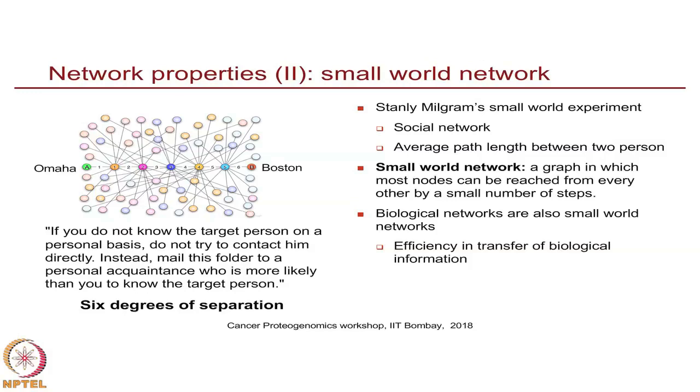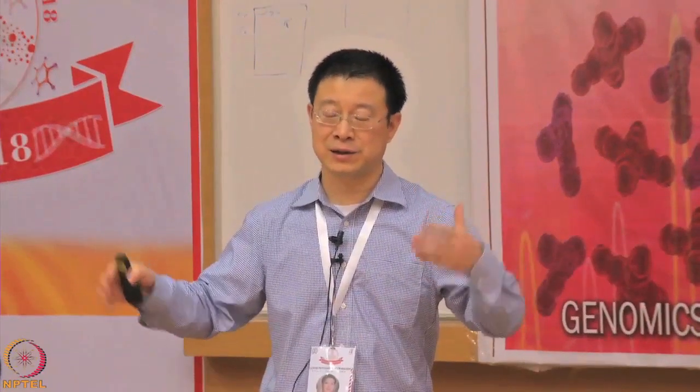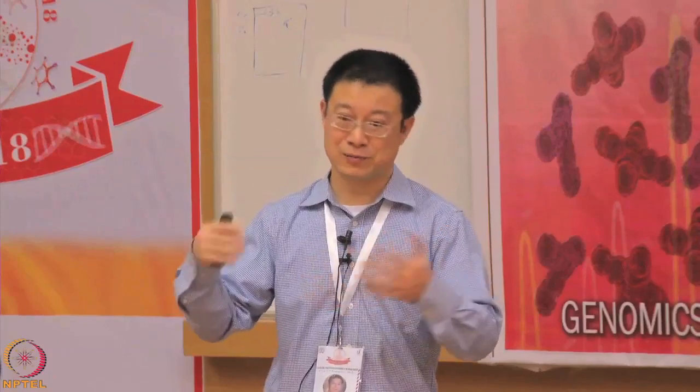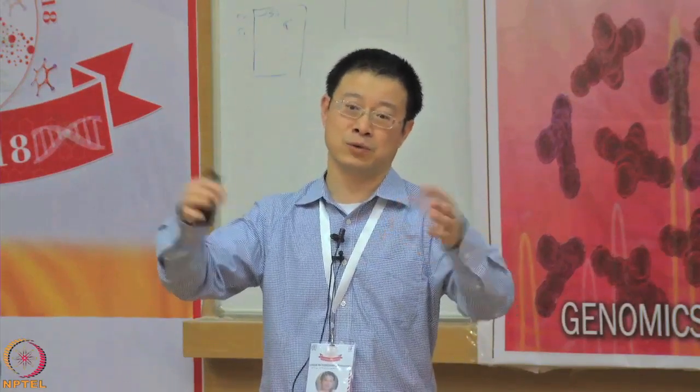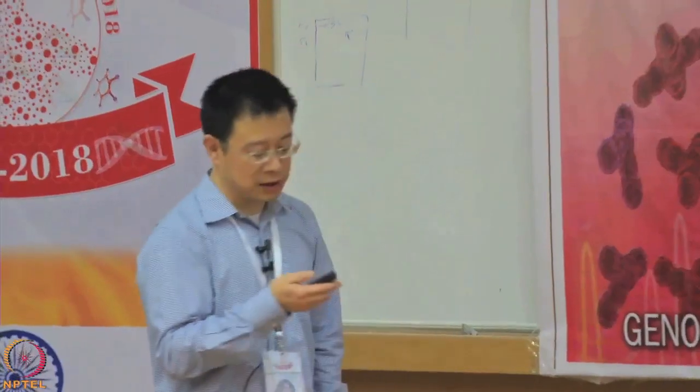The next thing I want to talk about is the small world network. This was originally studied in the social network context by a scientist called Stanley Milgram. I think he was a social scientist at Harvard, and he did this experiment in 1967. The idea is he wanted to understand how people are connected to each other. Of course, now it's easy because we have the internet, but at that time it was actually very difficult to do this. How can you even think about a way to estimate how people are connected to each other? I think he came up with a very interesting experimental design.